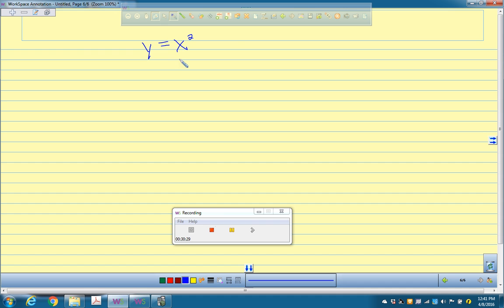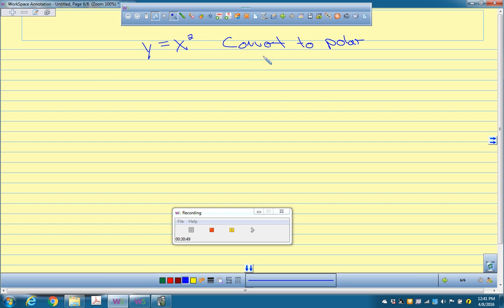Y equals x squared. Okay. So convert to polar. Sometimes you'll have to convert entire equations to polar form. So this looks like a parabola, right? If I graphed it, why would you want to convert this into polar form? Probably you wouldn't, but just in case you did, okay?